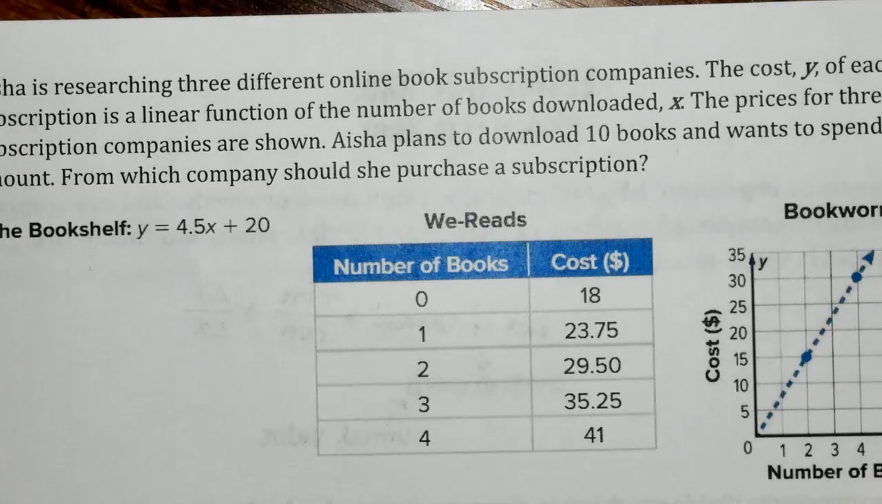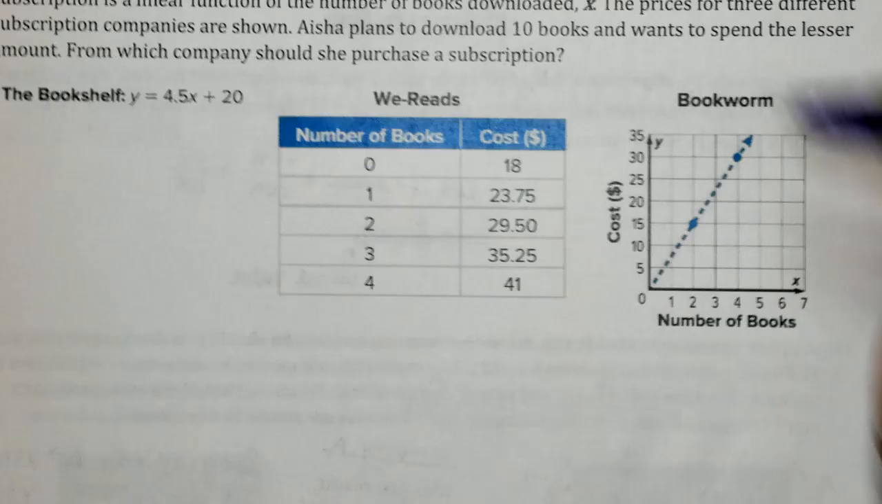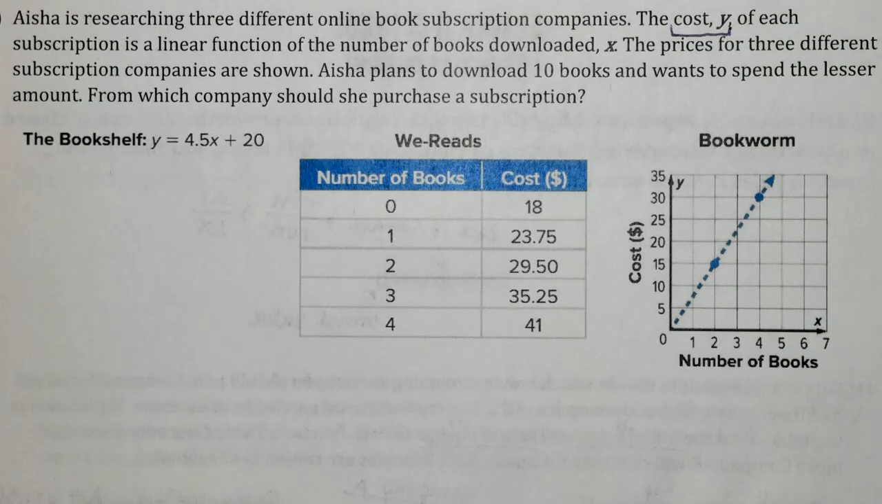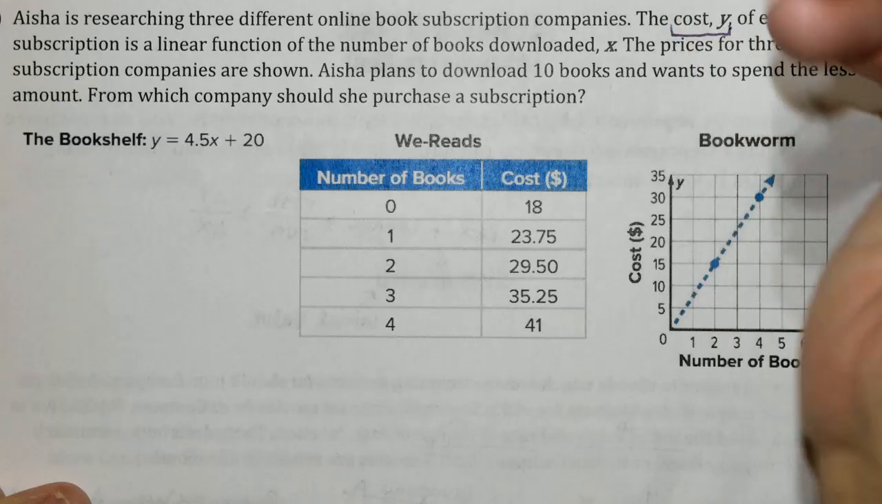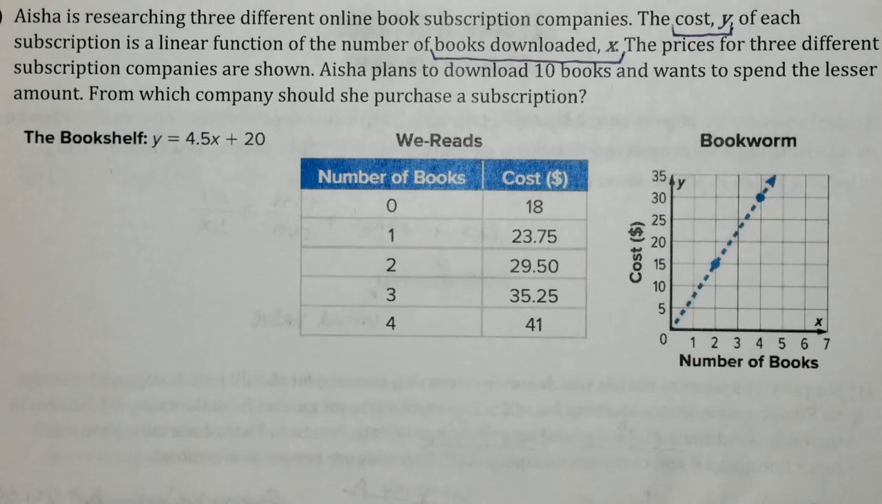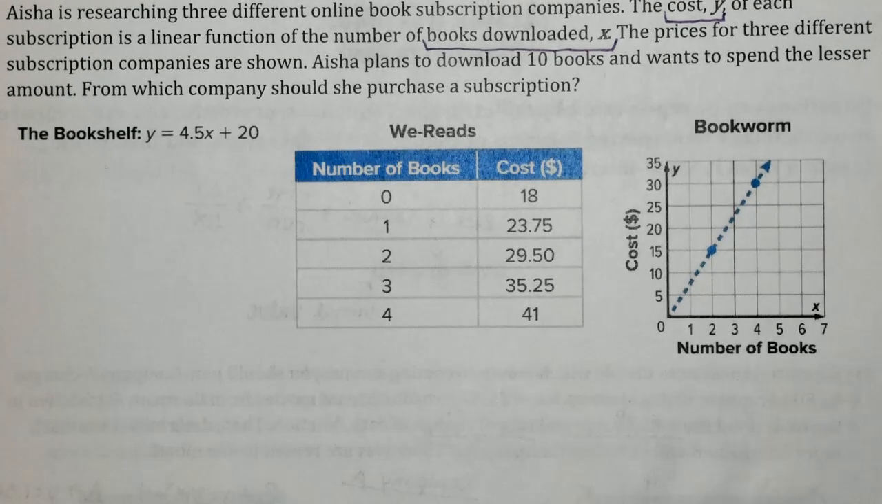Okay, number 2. I don't know how to say this name. We're going to say Aisha. Aisha is researching 3 different online book subscription companies. The cost Y, okay, so Y represents the cost of each subscription, is a linear function of the number of books downloaded X. So books downloaded is X. The prices for 3 different subscription companies are shown. Aisha plans to download 10 books and wants to spend the lesser amount. From which company should she purchase a subscription?